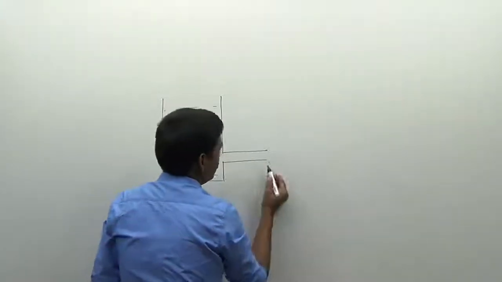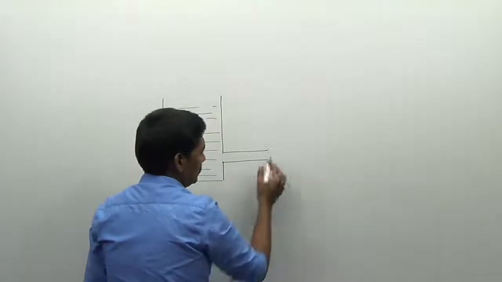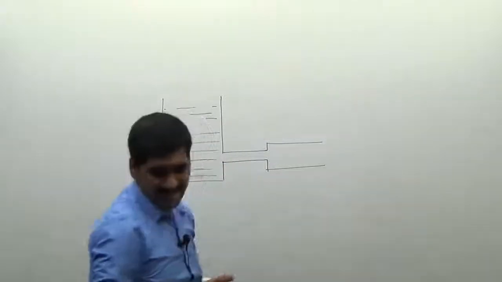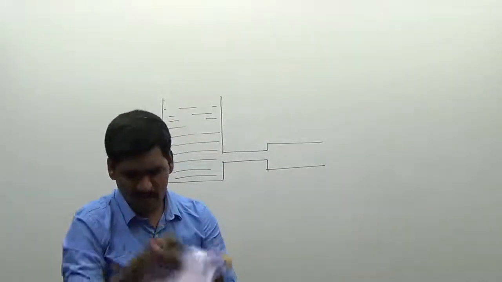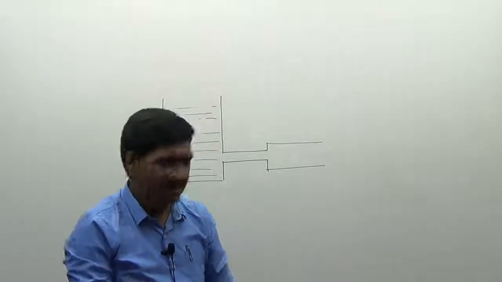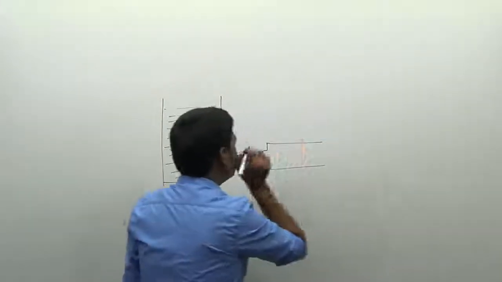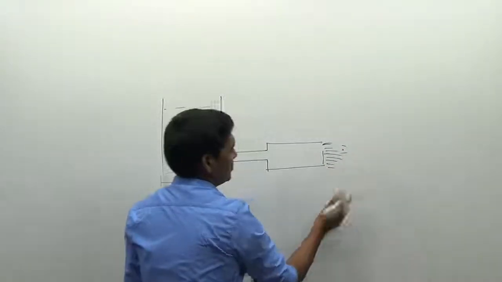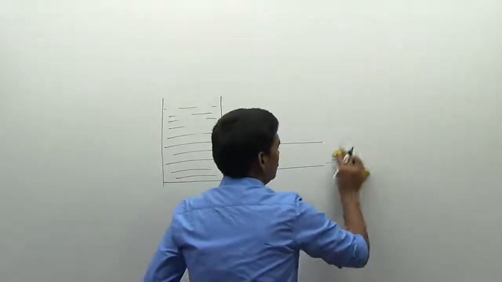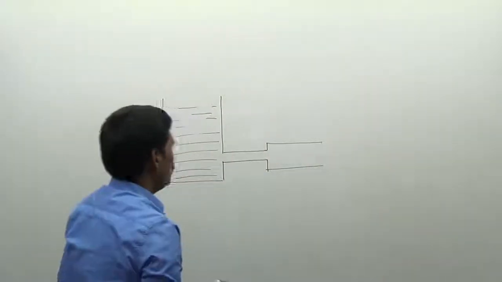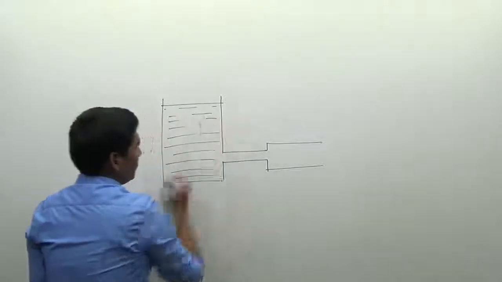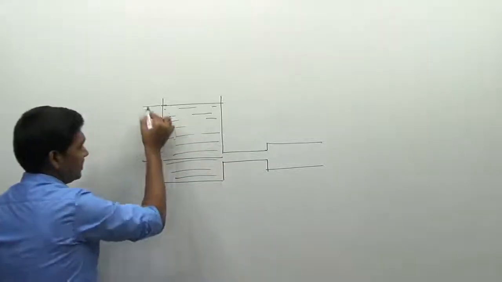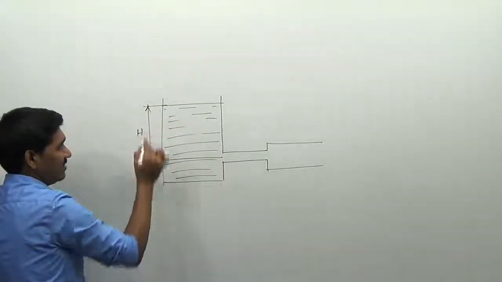This is the pipeline. In this pipeline we have a sudden enlargement, which is connected to one more pipe, or it may leave the water freely into the tank here, which is freely left into the atmosphere. So this is the position of the pipeline. Now if you observe carefully, this is the level of the water in the tank, so this is the entire height of the water level in the tank.